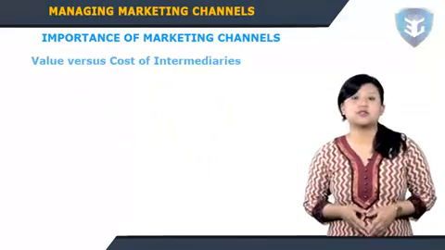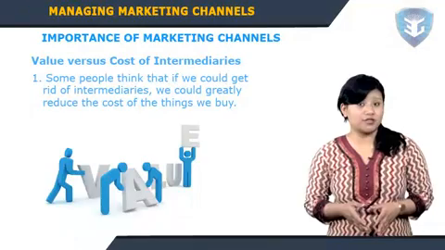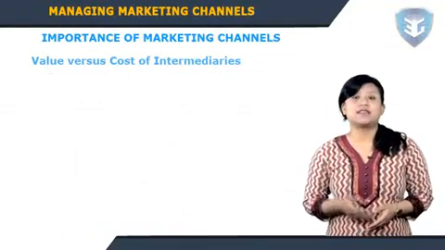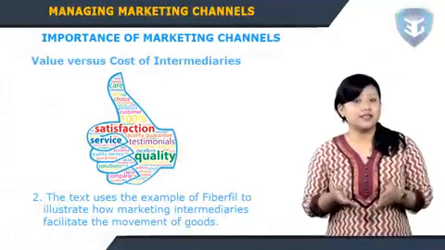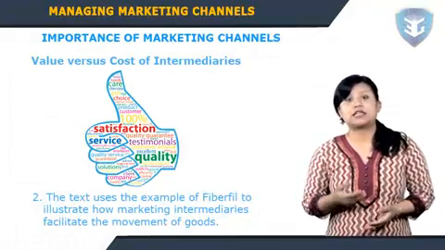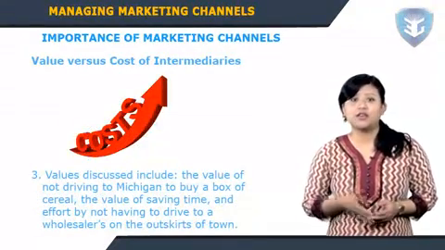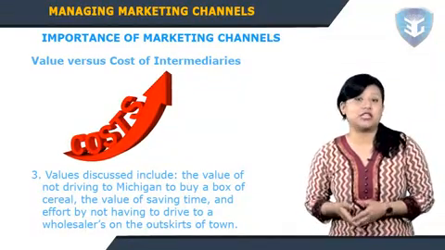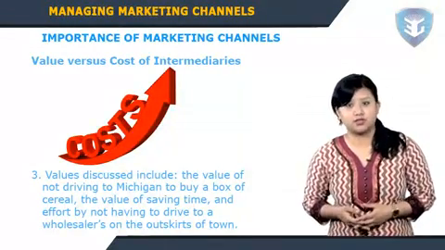Value versus cost of intermediaries. Some people think that if we could get rid of the intermediaries, we could greatly reduce the cost of the things we buy. The text uses the example of fiberfill to illustrate how marketing intermediaries facilitate the movement of goods. Values discussed include the value of not driving to Michigan to buy a box of cereal, and the value of saving time and effort by not having to drive to a wholesaler's on the outskirts of town.